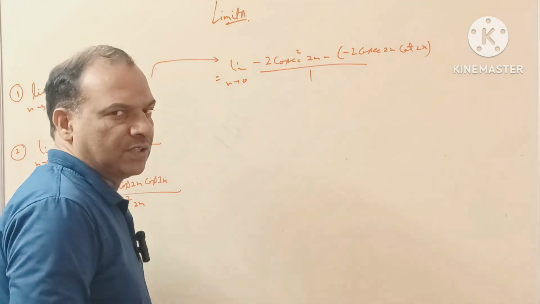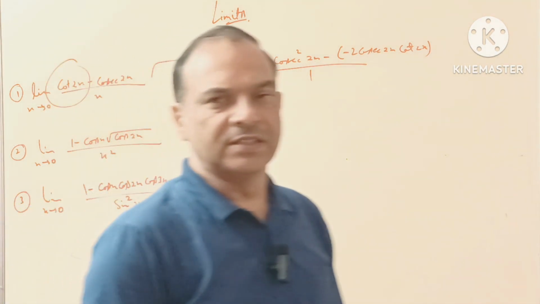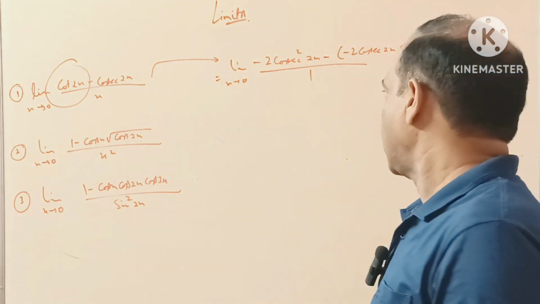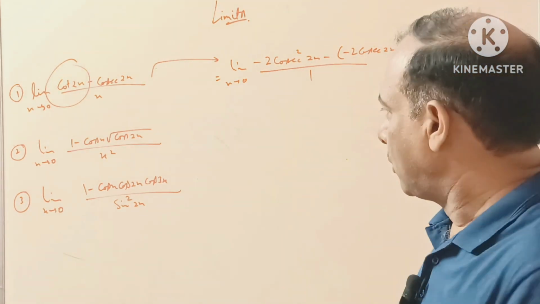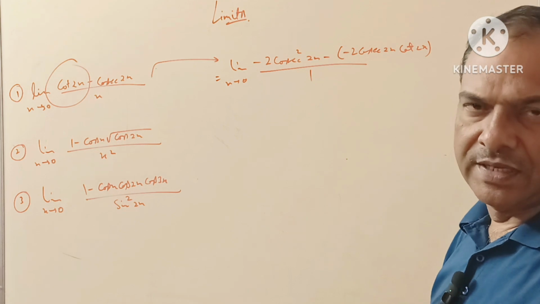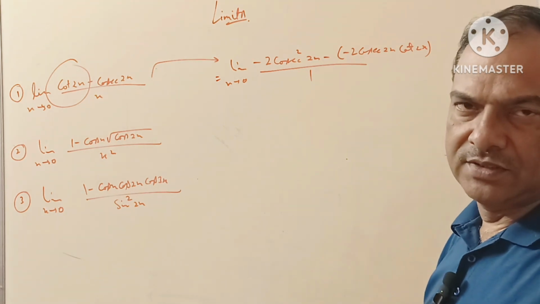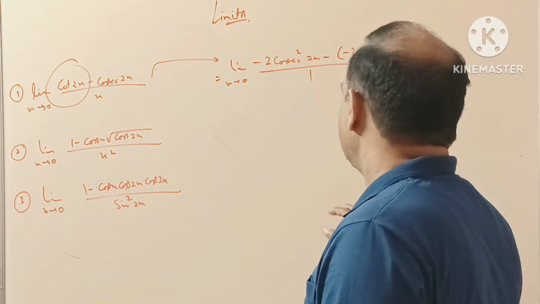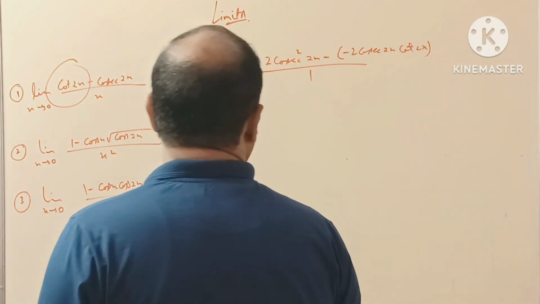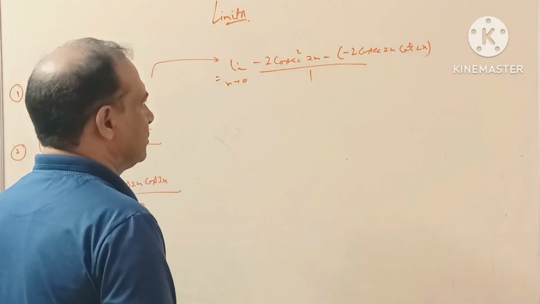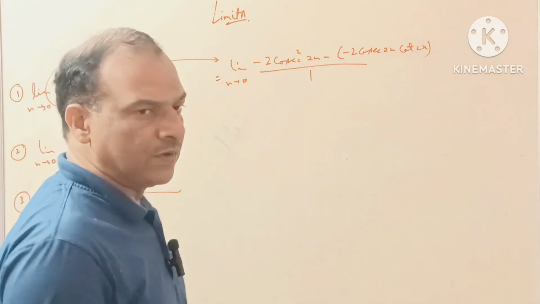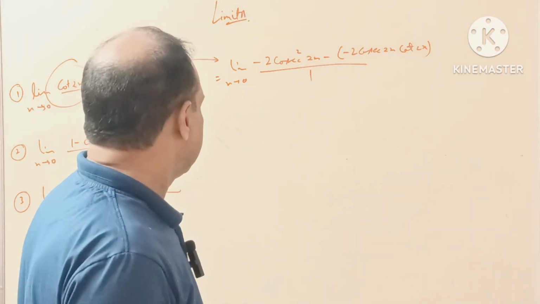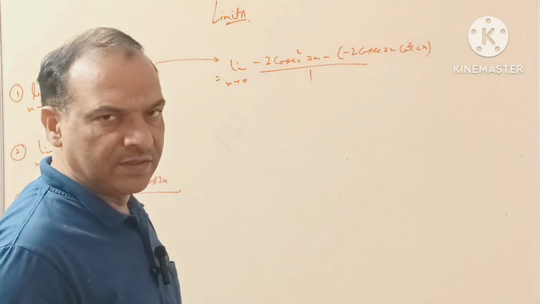In this way, you differentiate the cot x as well as cosec x. Let me tell you once again: the differentiation of cot x is minus cosec square x, and the differentiation of cosec x is minus cosec x cot x. Now we came to know that when we put x equals 0, the denominator will not be equal to 0. It is an ideal condition for us. Now we can simply apply the limits.